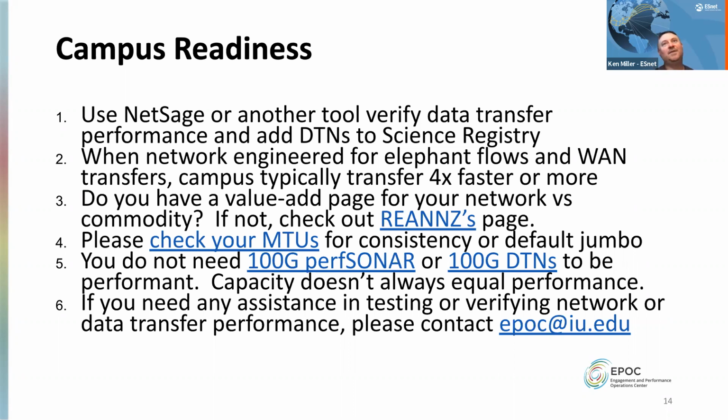So the value add page in Rayon's page is pretty interesting when you look at that. Again, I'm going to repeat it: check your MTUs. We run this all the time. The 100 gig perfSONAR, 100 gig DTNs that are out there. Yeah, capacity doesn't always equal performance.